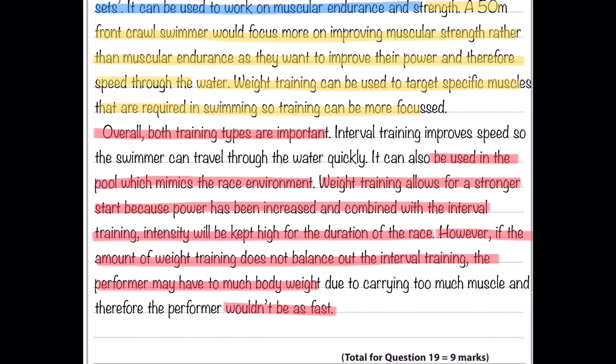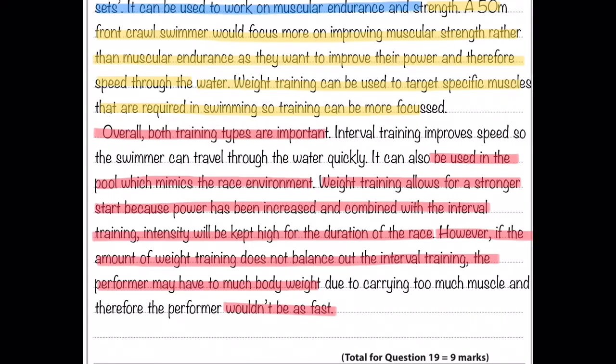So here we're saying that one works with the other, so combining them together, they're more effective. Weight training would help with the push off into the pool, and then the interval training will allow you to sustain your energy levels and keep the intensity high. However, if the amount of weight training does not balance out the interval training, the performer may have too much body weight due to carrying too much muscle, and therefore the performer wouldn't be as fast.